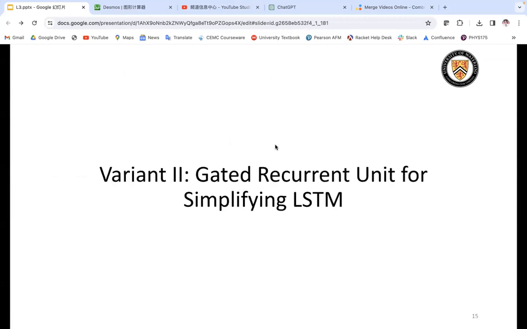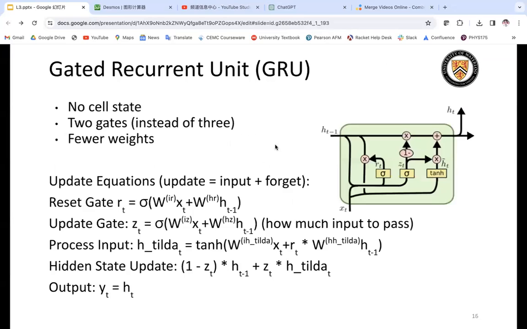Now let us look at another variant, which is called the gated recurrent unit, or GRU. This type of network is designed to simplify LSTM. Here in the diagram, we can see that there's no cell state, and we only have 2 gates instead of 3. This means that we will have fewer weights, and it will be faster to train a GRU than an LSTM. Update equations. Update simply means input plus forget.